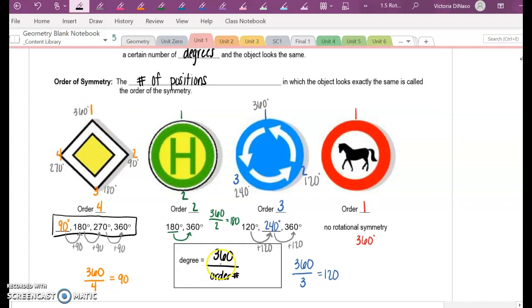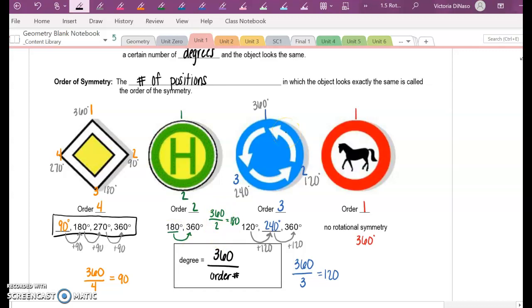Then from there, what you do is you find the degree by taking 360 divided by that order number. So I took 360 divided by 4 to get 90. After that, 90 plus 90 plus 90 plus 90. So we have 4 orders, we have 4 degrees. In this next one, you can rotate this twice to have the exact same image. So my order's 2, my degrees are 180 and then 360. So again, 360 divided by 2 is 180. Start there, add it on, and you get 360.